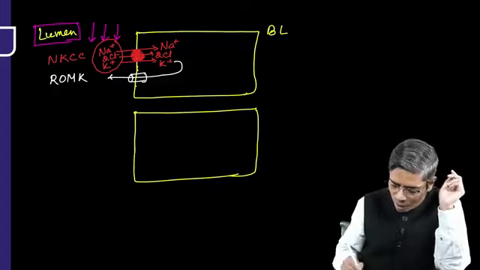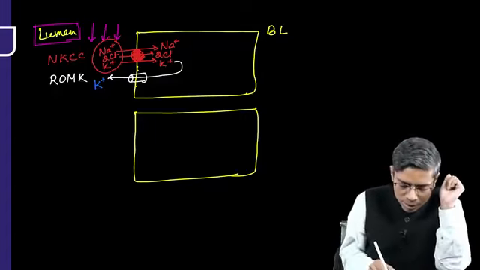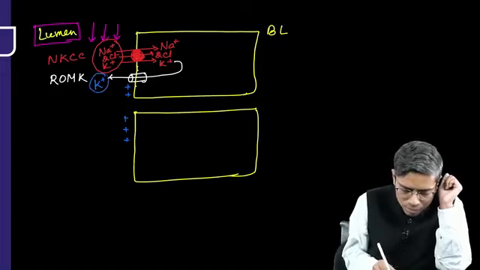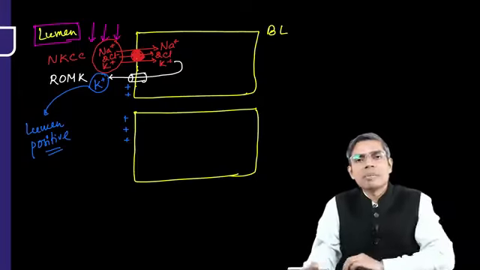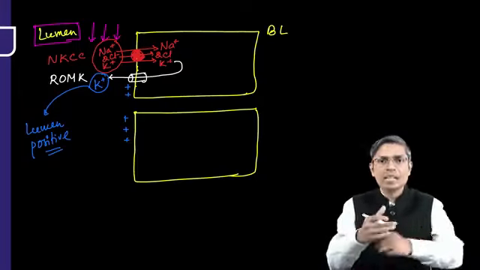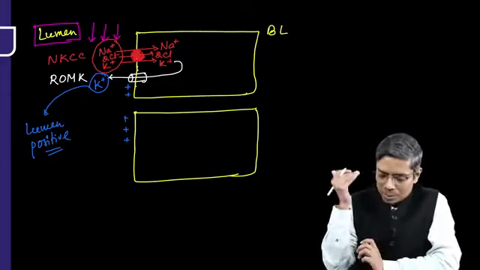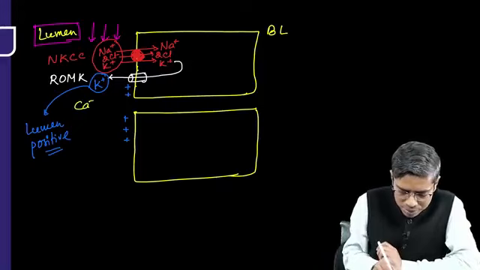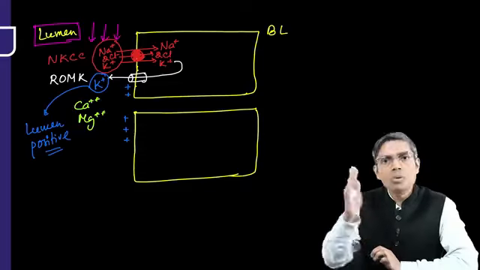But whenever you return this positive ion potassium back into the lumen, what will happen to the luminal charge? The luminal charge will be positive. So this diffusion back of potassium causes lumen positivity. Now, if the luminal charge is positive, what will happen to the other positively charged ions? Obviously, it will cause repulsion of the other positively charged ions, like for example calcium and magnesium, which will be pushed out of the lumen.